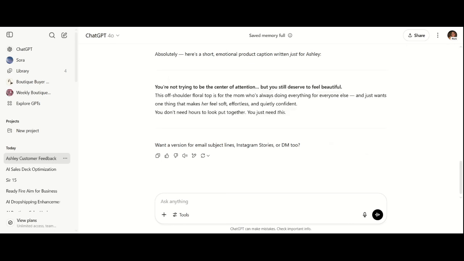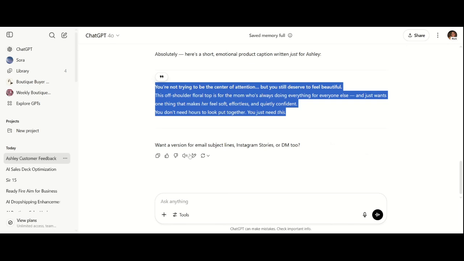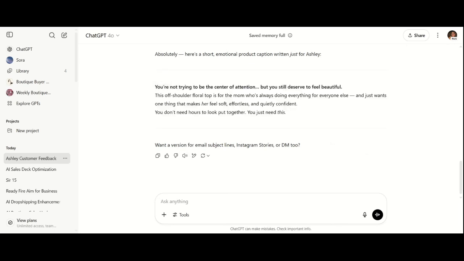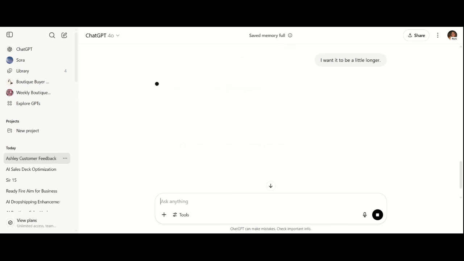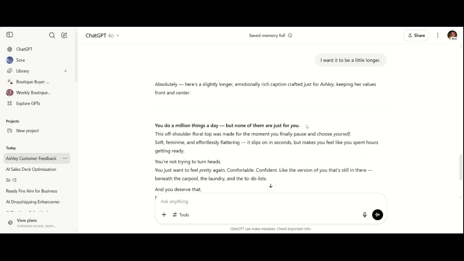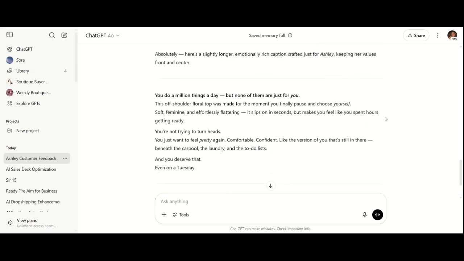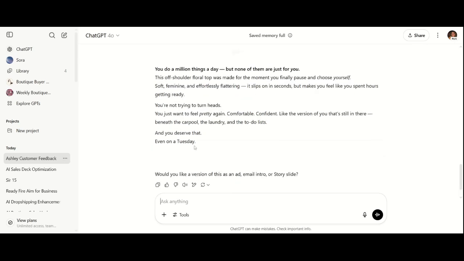It's good enough, right? But you could say expand on that. If you want it to be a little longer, you could say, I want it to be a little longer. You do a million things a day, but none of them are just for you. This off shoulder top was made for the moment you finally pause and choose yourself. Oh my gosh. You're not trying to turn heads. You just want to feel pretty again, comfortable, confident, like the version of you that's still in there beneath the carpool, laundry and to-do list. And you deserve that even on a Tuesday, right?